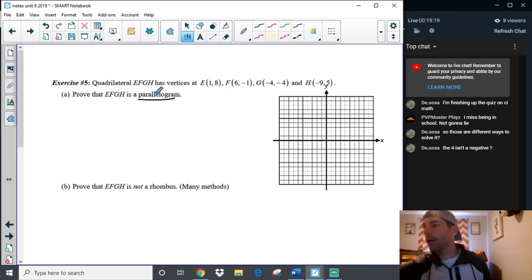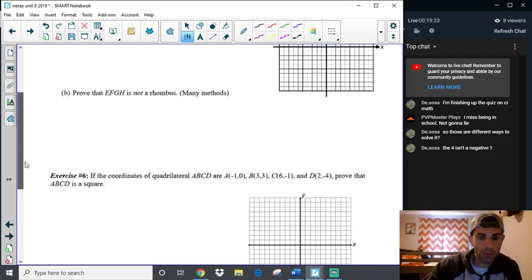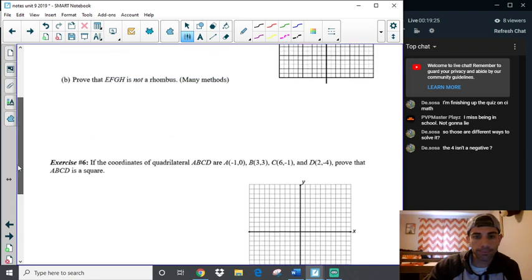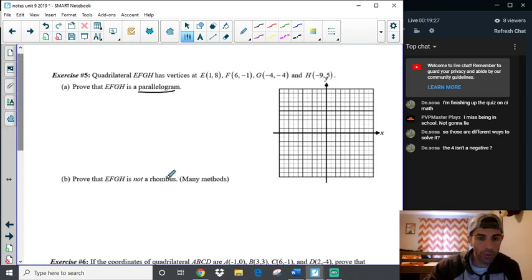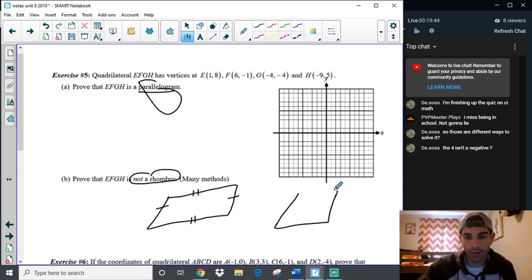And now to show that it is not a rhombus, I think the easiest way to do it is, since all sides are not congruent, then it's not a rhombus, since you most likely did that up here. Or you can go ahead and do the diagonals and show that the diagonals are not perpendicular. That's another way to do it.